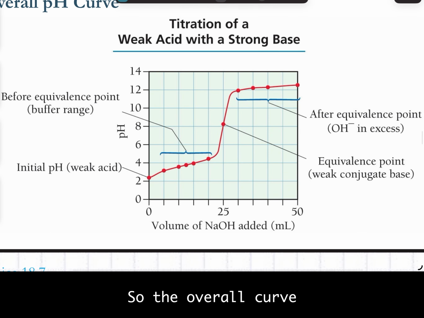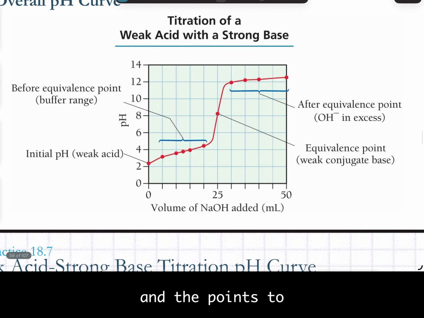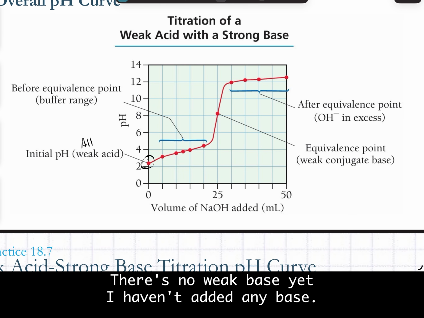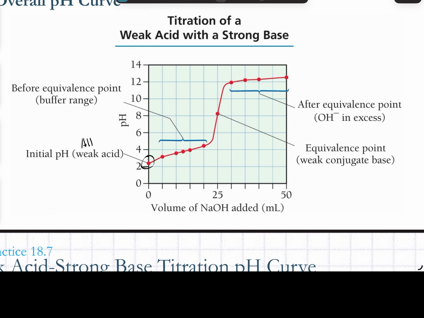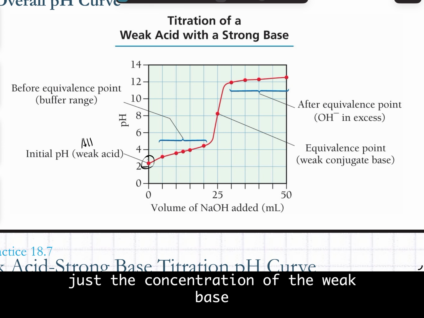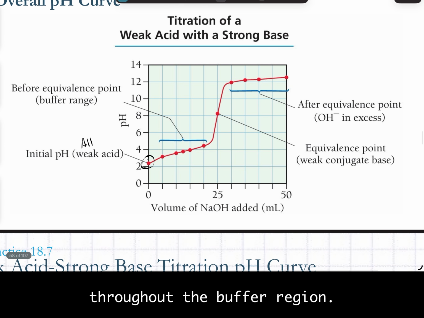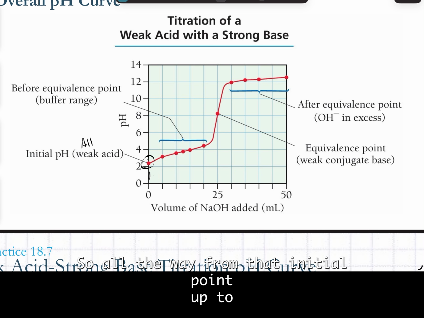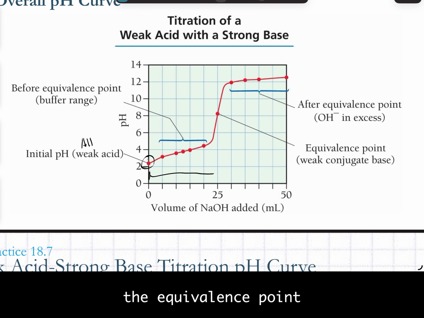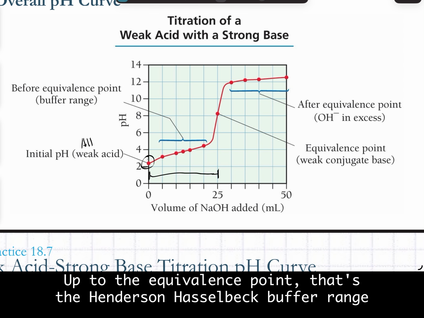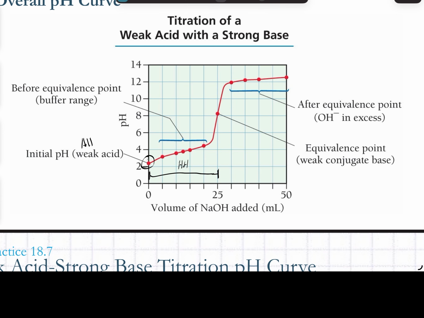So the overall curve and the points to really know are this initial point. This is all weak acid. There's no weak base yet. I haven't added any base. It's just the concentration of the weak acid. Throughout the buffer region, all the way from that initial point up to the equivalence point, that's the Henderson-Hasselbalch buffer range.